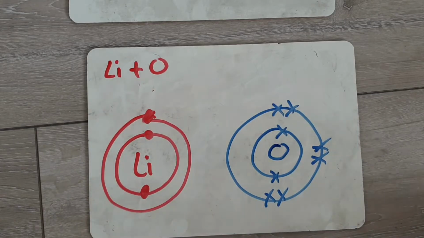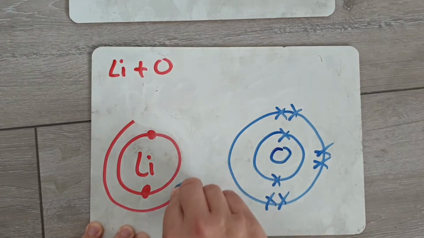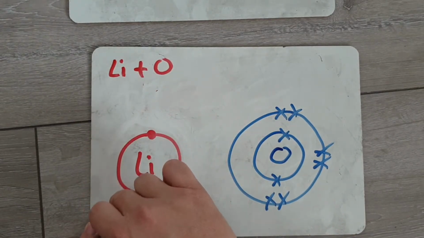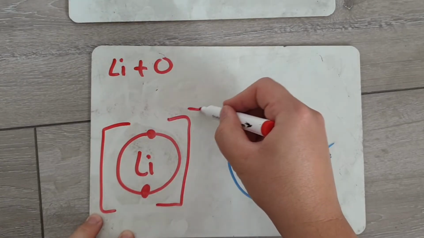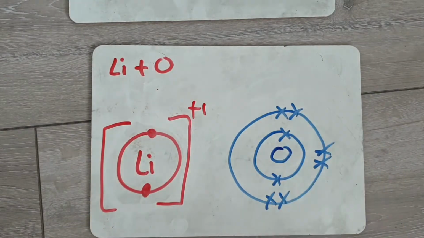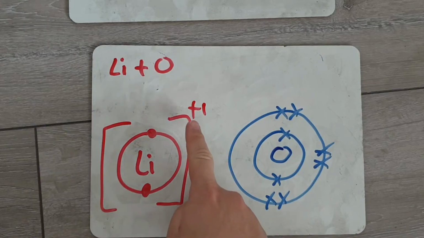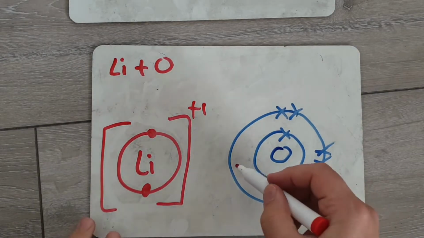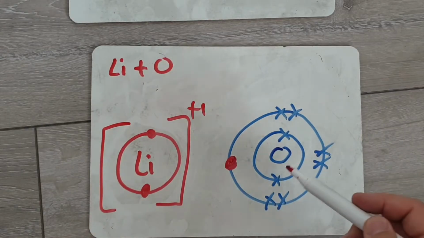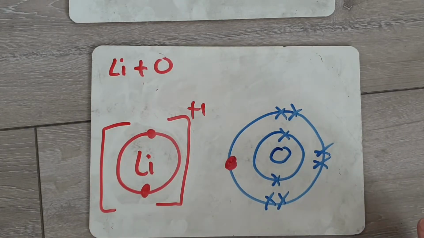So we do what we normally do. So we've done that. We draw our square brackets. We write a plus. I will put plus 1. It's not wrong to write plus 1, but if you only see it as plus, it means plus 1. So we've got lithium, and that electron's gone over here. But oxygen's not happy yet. It's not stable. It needs an extra electron, but lithium hasn't got an extra one to give away.